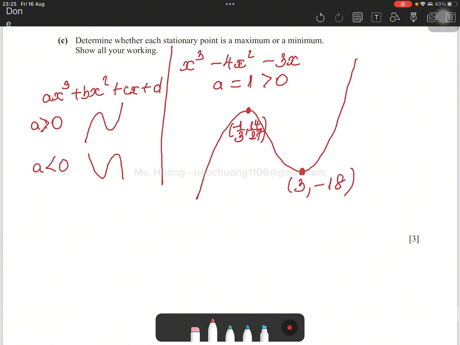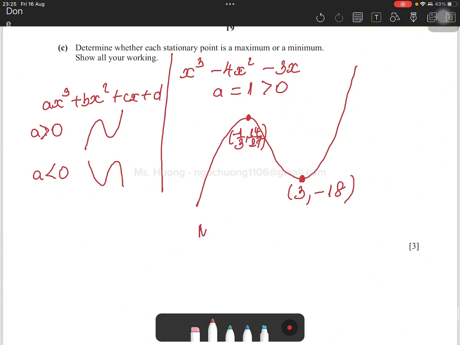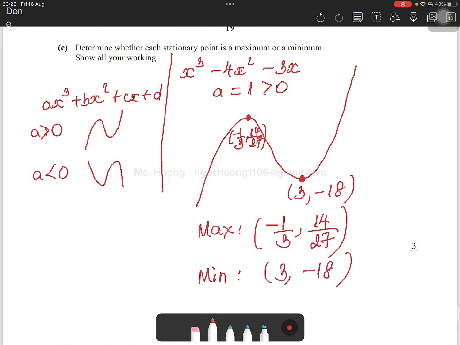So we say that the maximum point is negative 1/3, 14 over 27. And the minimum point is 3, negative 18. And that's it. This is the end of the test.